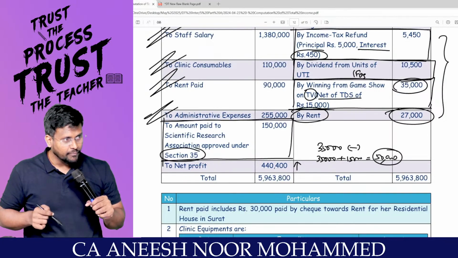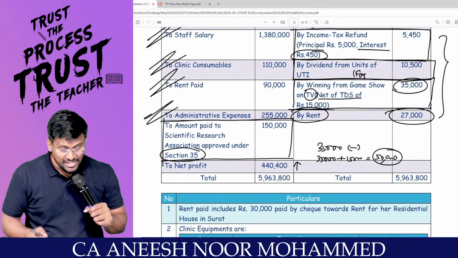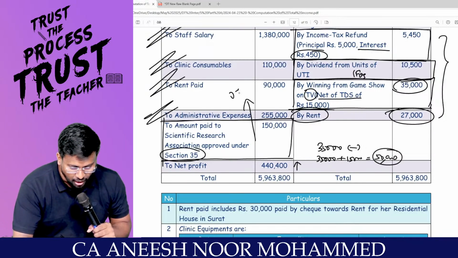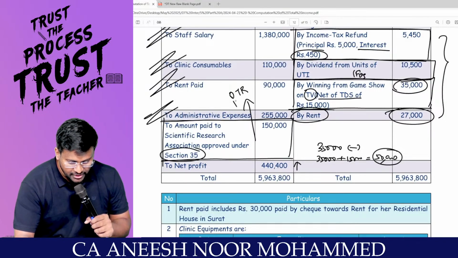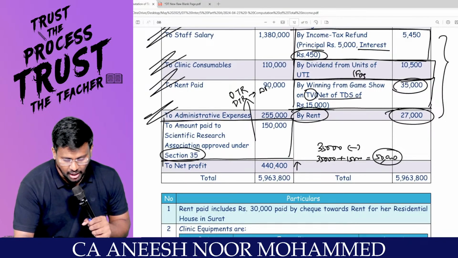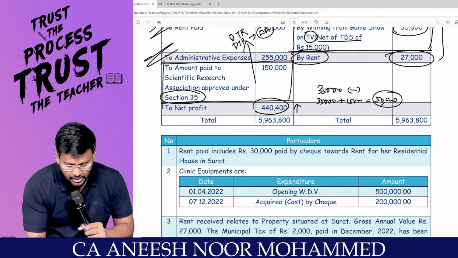So which route the lady is traveling matters a lot. If this is the optional tax regime, it can be claimed as a deduction. If this is the default tax regime, it should be disallowed, should be added back. Net profit has been given.